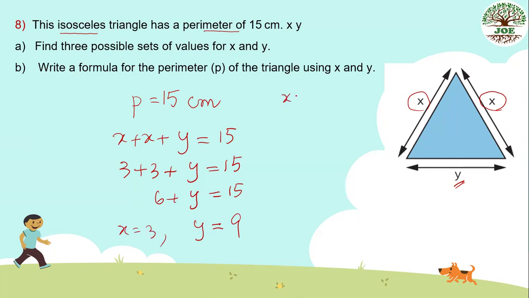When x is 4, 4 plus 4 plus y is 15. 4 and 4 is 8, plus y is 15. So y is 15 minus 8, 7.